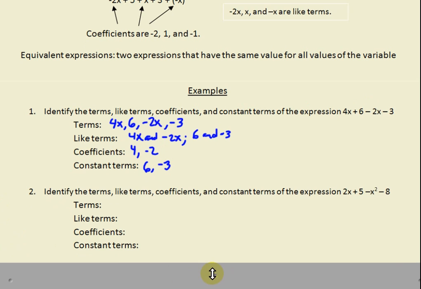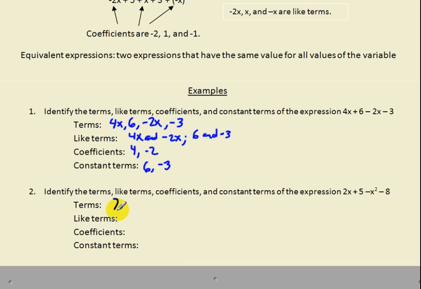Okay, same idea here. Identify the terms, like terms, coefficients, and constant terms of the expression 2x plus 5 minus x squared minus 8. So terms are 2x, 5, negative x squared, and negative 8. Like terms, we don't have any like terms with x in them because the exponents are different. X to the first, x squared, those are not like terms. We do have our constants though. So 5 and negative 8. We want to pair those up.